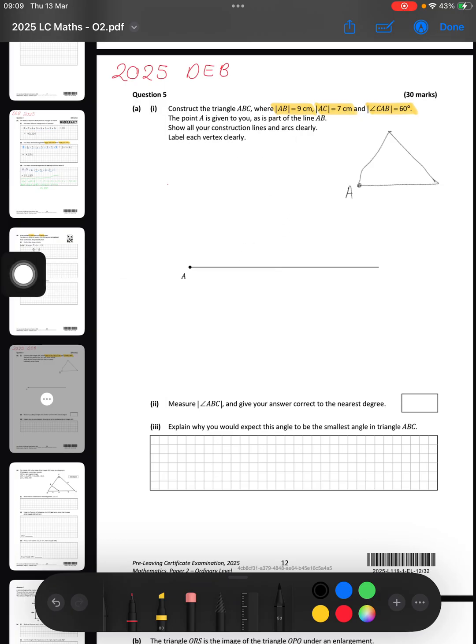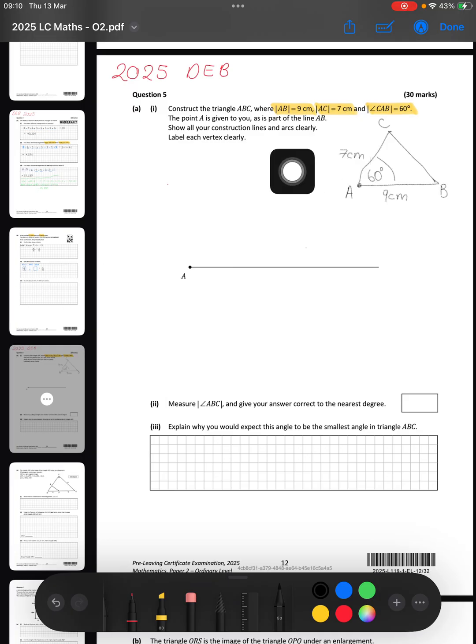Now the triangle is going to be ABC. I'm going to fill in the information that they've given me into my sketch so that I have an idea of what I'm drawing. So from A to B is 9 centimeters. I'm using a pencil because it's a diagram. A to C length is 7 centimeters, and then the angle from C to A to B is 60 degrees. So that's what I need to sketch.